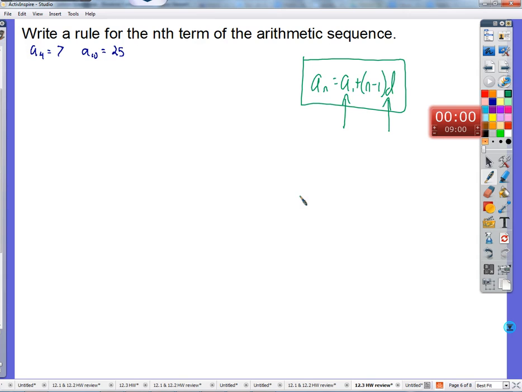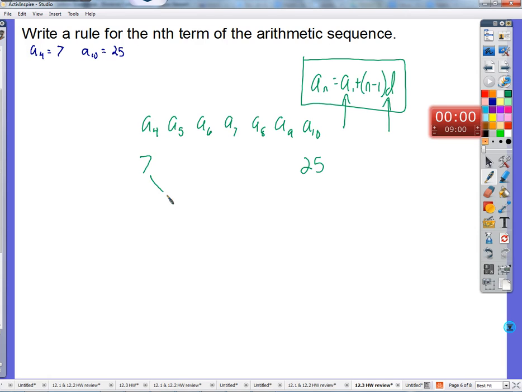All right. Well, we know what a sub 4 is, and we know what a sub 10 is. So I'm going to use that information to progress. I wrote it out like this, a sub 4, and the next is a sub 5, a sub 6, a sub 7, a sub 8, a sub 9, a sub 10. And then I subtracted 7 from 25, and I got 18.